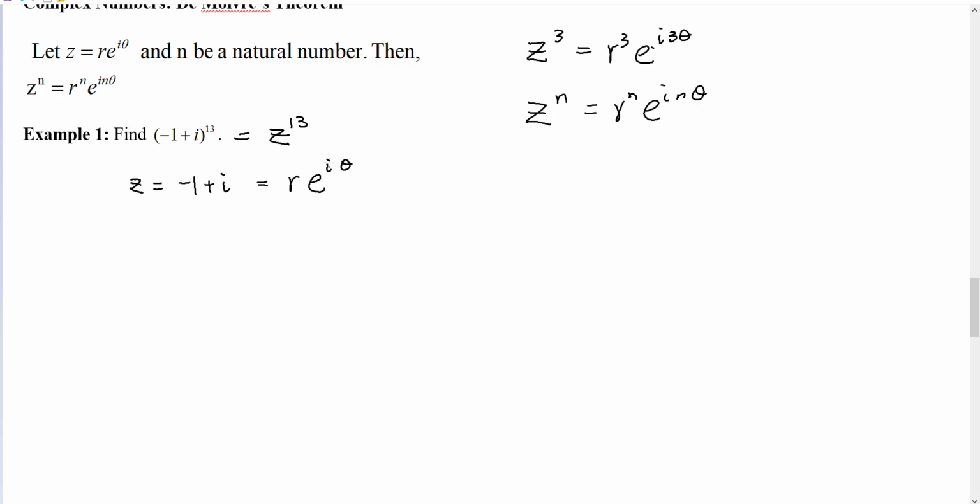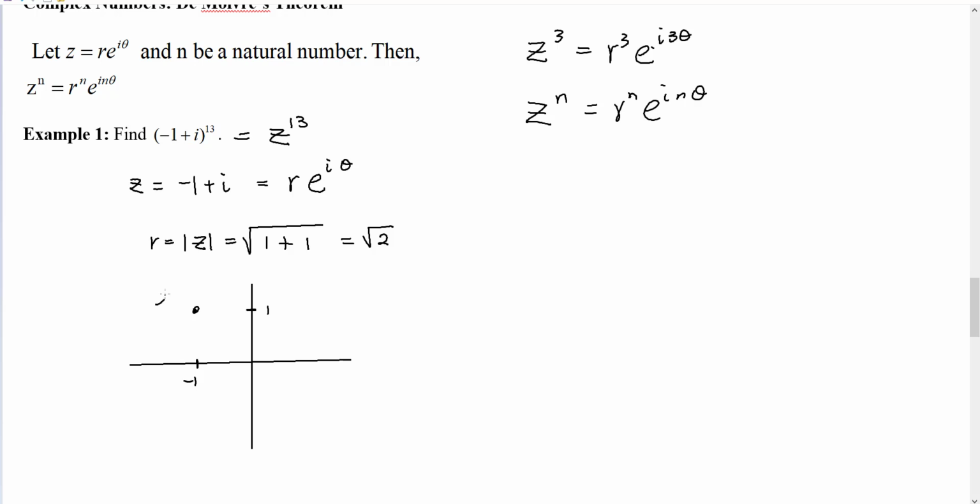And so r is the absolute value of the complex number, which is the square root of x squared plus y squared. x equals -1, and -1 squared is +1, and y is 1. 1 squared is 1, so the absolute value of the complex number is just the square root of 2. Now, you are in the second quadrant. This complex number is in the second quadrant because x is negative and y is positive, and this point right here is -1 + i.